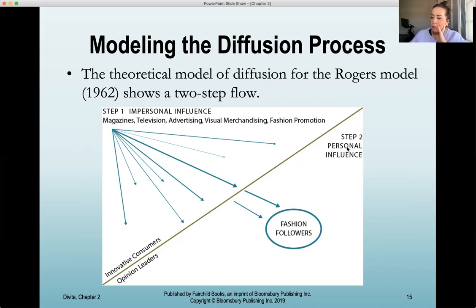Step 2 is personal influence, and this is where the opinion leaders come in, because they are personally reaching out to their followers, their fashion followers, to adopt the innovation. They have that kind of one-on-one connection with their followers. They're able to personally influence everyone.